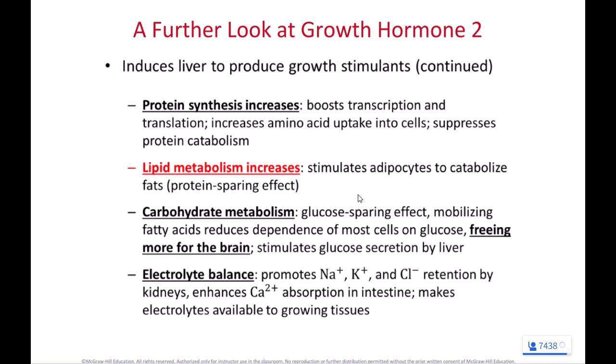Now, our liver is that jack of all trades, master of none. Question?